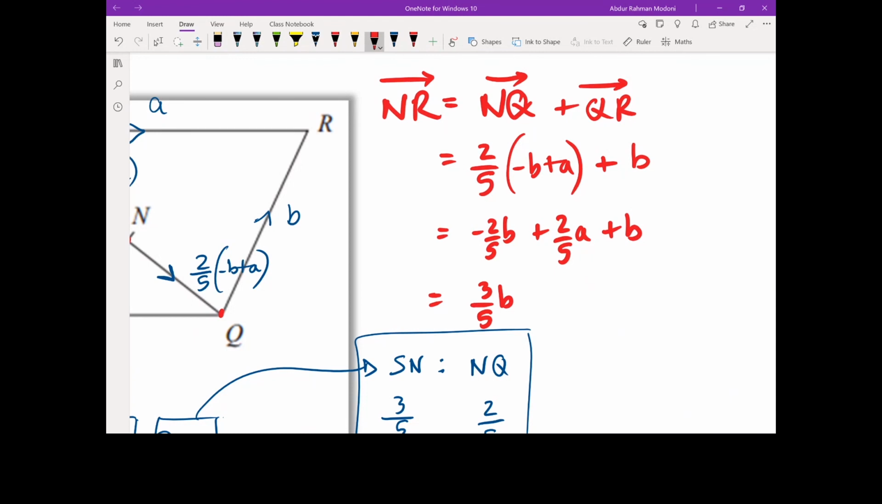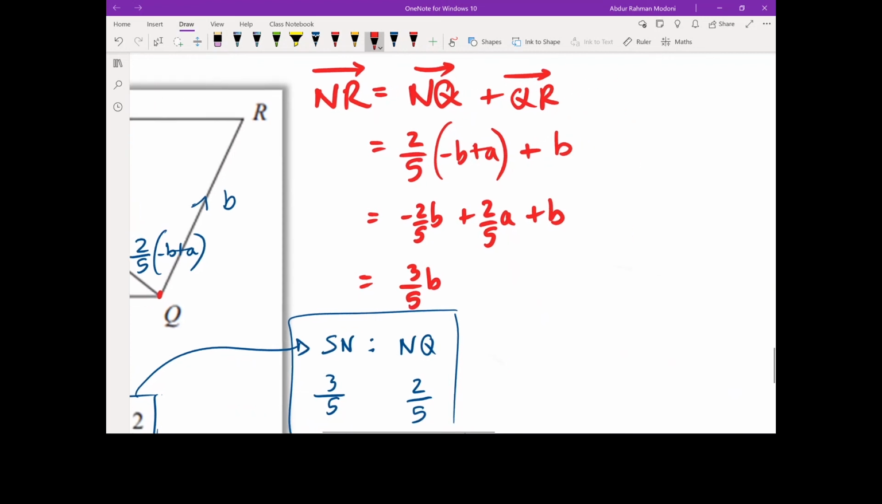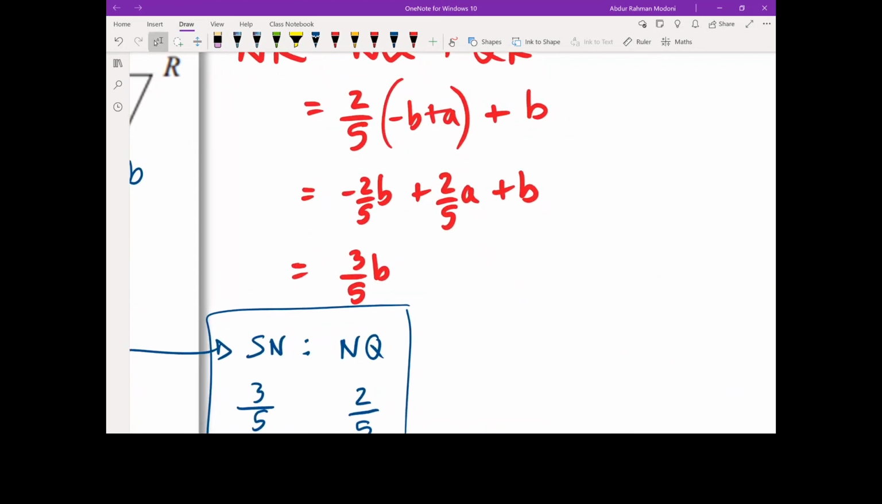Can we do those calculations in our head? A whole take away 2/5. If you've got a whole and you've taken away 2/5 from it, you'll be left with 3/5, won't you? If in doubt, how could we do it? If it was on a non-calc paper, you'd have done 1 take away 2/5. But how can we write 1 as a fraction? Over 1. Make the same denominator, so make this out of 5.